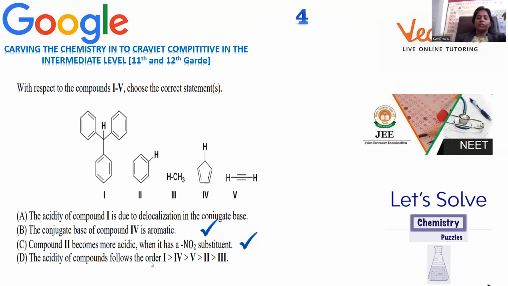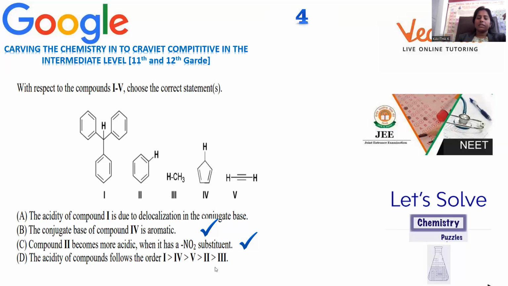Acidity of the compounds in the following order. They are saying compound 1, triphenyl methane, is the most acidic, and compound 4 is next, that is the cyclopentadienyl anion after the removal of this one, right? And the next is acetylene. Simply this is called acetylene, and the second compound is benzene, and the next is methane.